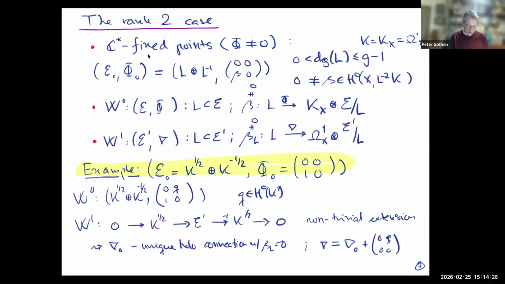Okay, and let's look at what flows down to this. Well, what flows down to this are exactly all the Higgs bundles which have this shape. So you just modify this one by putting in this upper right-hand corner a quadratic differential. Okay, so that's the W0.